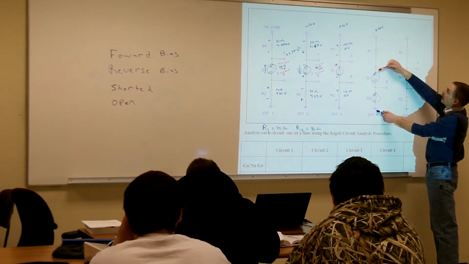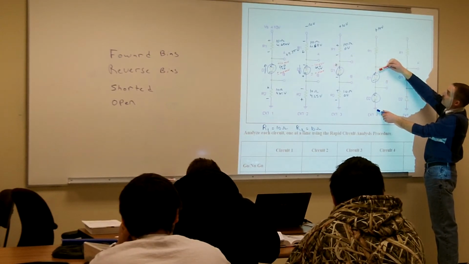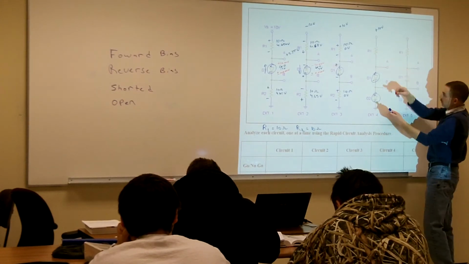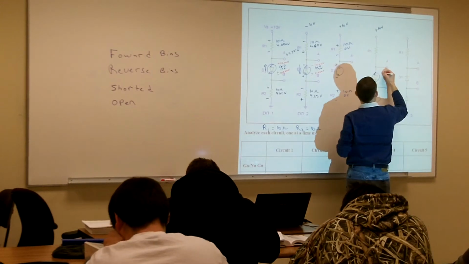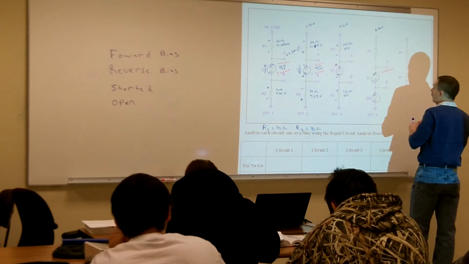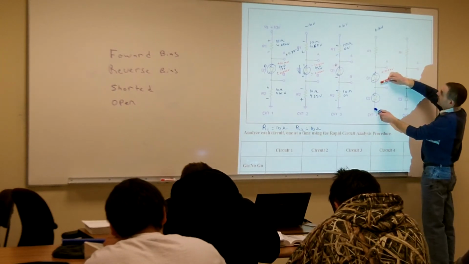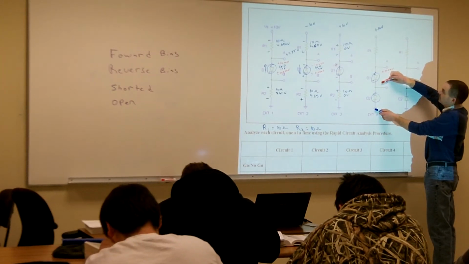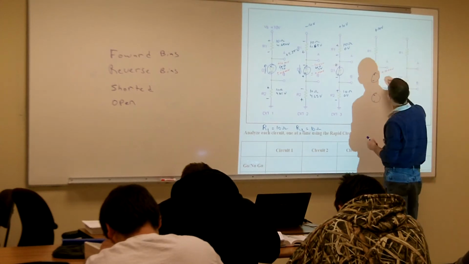So what would I measure for voltage on my anode side of D1? Plus 10 volts, because I'm still measuring across an open, so it's still going to be plus 10 volts. And then on the cathode side, I'm going to measure what for voltage? 0 volts, plus or minus 0 volts.